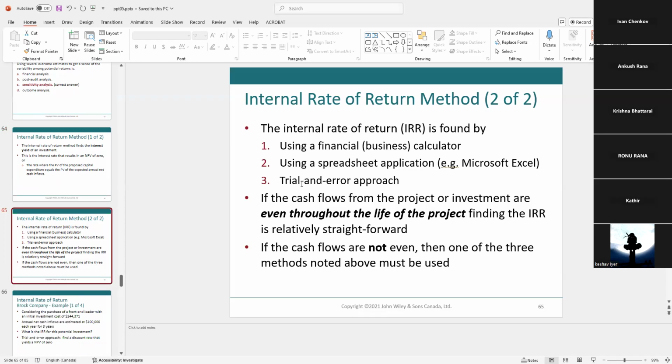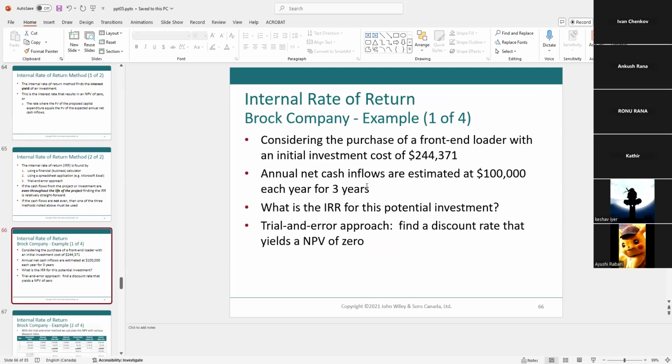The other one is the trial and error approach. Try a number and start flipping the numbers to see which one brings you to zero, knowing that increasing the rate reduces the net present value and reducing the rate increases the net present value. Play with the numbers until you get it. If the cash flows from the project or investment are even through the life of the project, finding the internal rate of return is relatively straightforward. If the cash flows are not even, then it's going to be a bit of a nightmare.